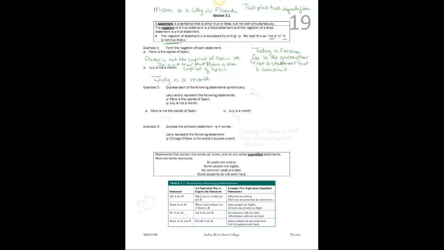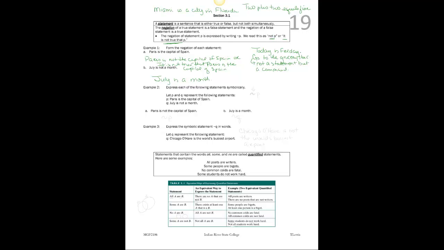All right. Example 2, it says express each of the following statements symbolically. Let P and Q represent the following statements. Let P represent Paris is the capital of Spain, and Q, July is not a capital of Spain.